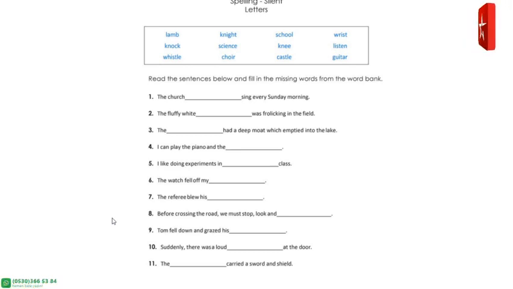For number 9, Tom fell down and grazed his knee. Not knock. Yes, Sefa, thank you. Knee is a correct answer.